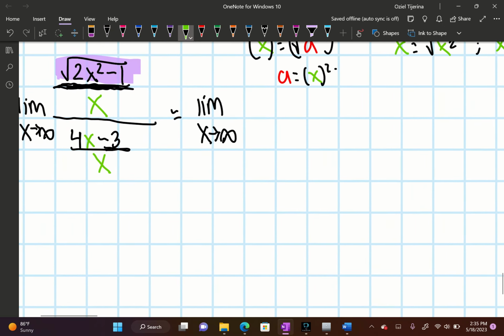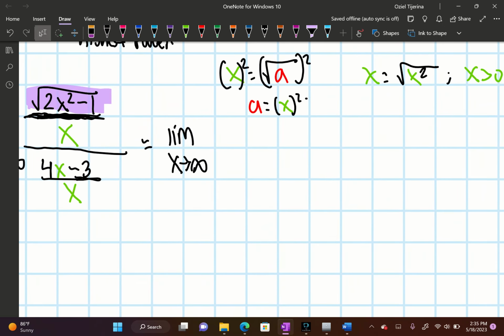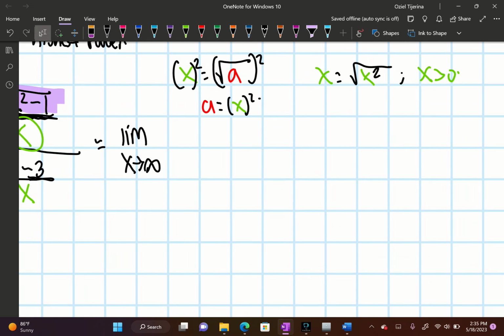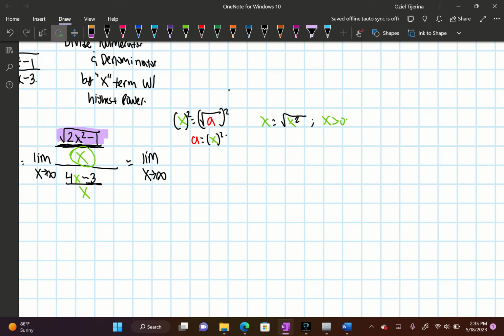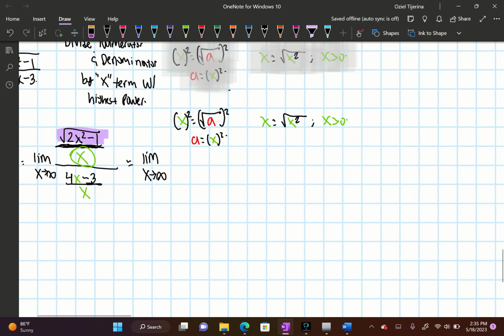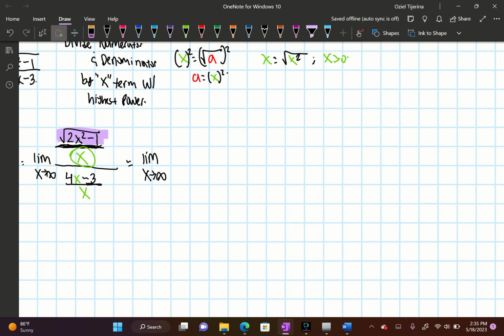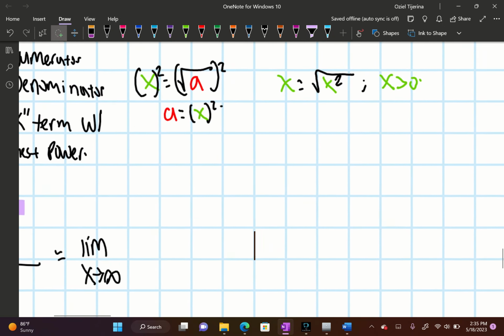So then I can say the following for the bottom part: this is equal to the limit as x approaches infinity, and let me move this a little bit because I don't want it to take up a lot of space. We're going to say the following using that definition.